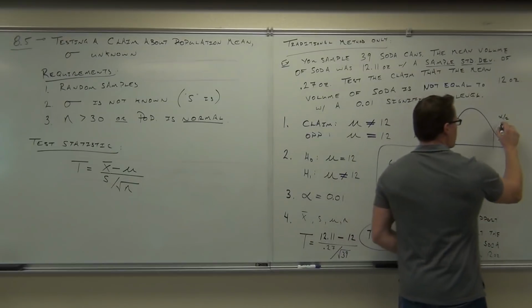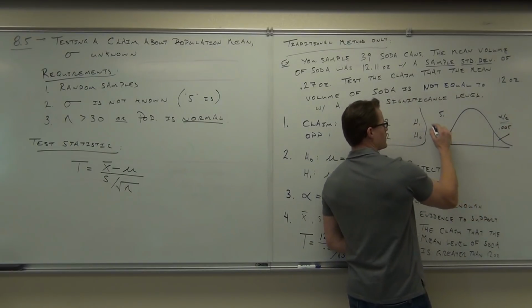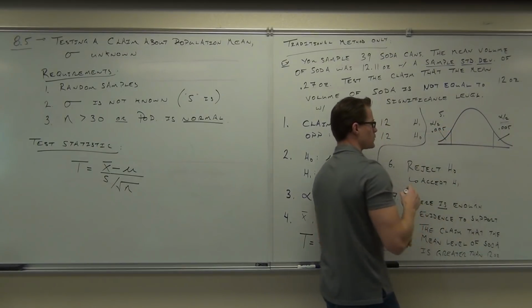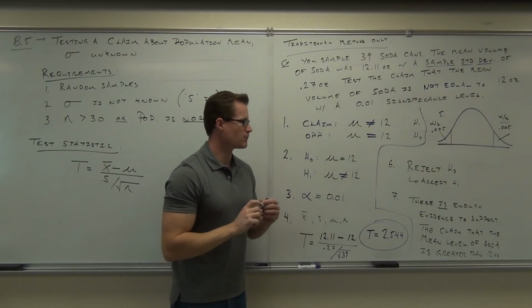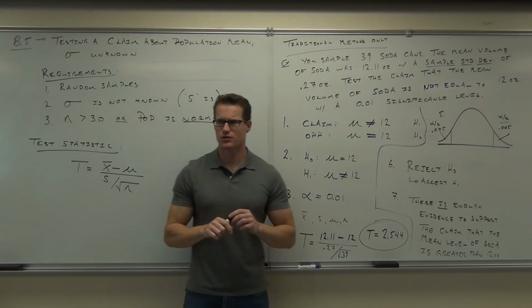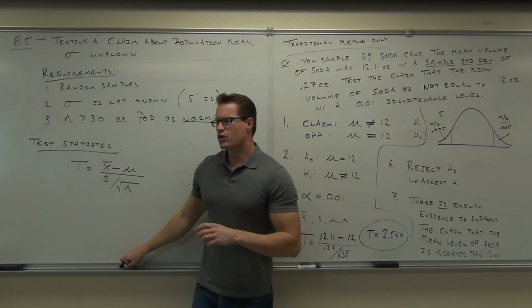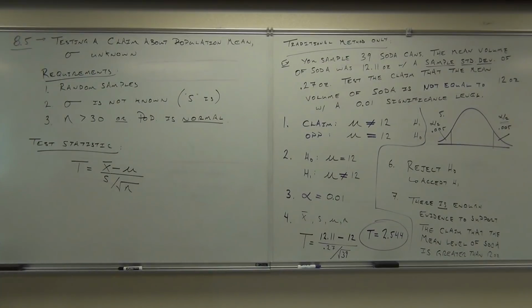0.005 over there. And that means that on this side we also have 0.005. You okay with that so far? Now go back to your table for me, all right?